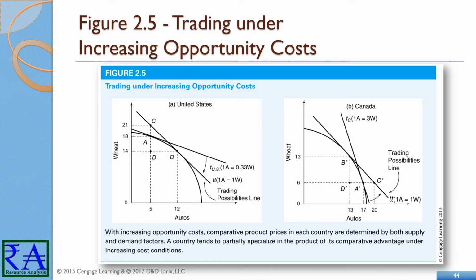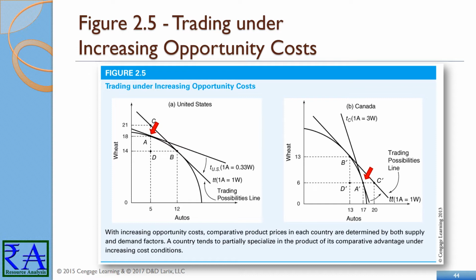Opportunity costs of production will increase with movements along the production possibilities curve and can be considered between two countries with different products. On the left side, we see a production possibilities curve for the U.S. at point A to produce 18 units of wheat and 5 automobiles. On the right, Canada produces at point A prime 17 automobiles and 6 bushels of wheat.